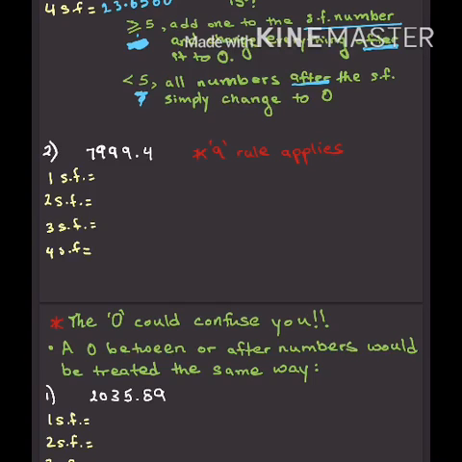For 1 SF, as I said before, we count the number. So we know 1 SF, we're dealing with the first one. We look at the number right after it, that is a 9, so we know that it is greater than 5.